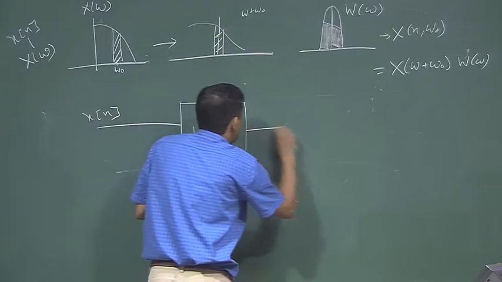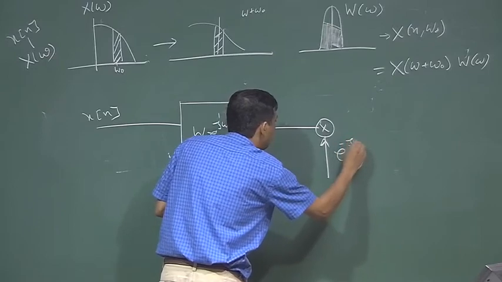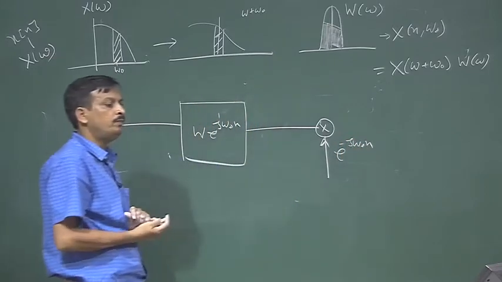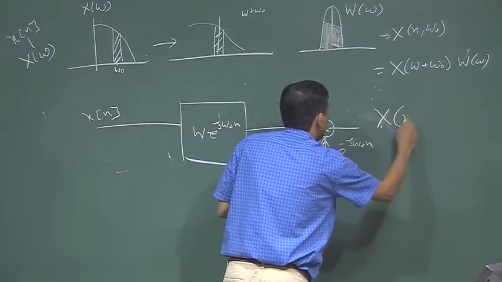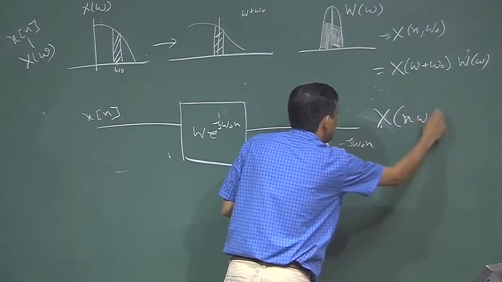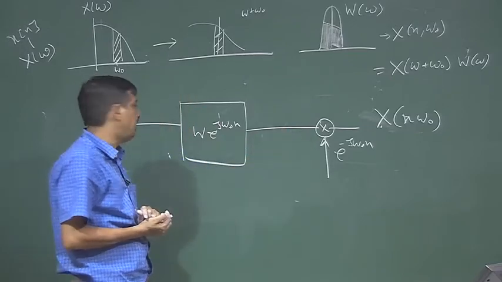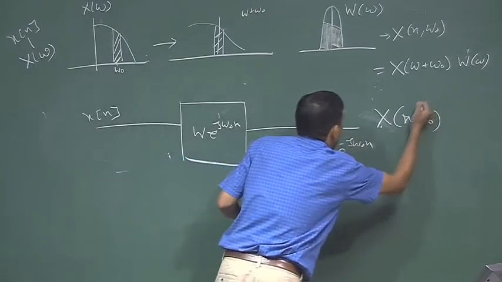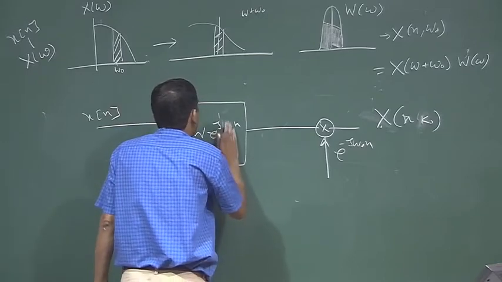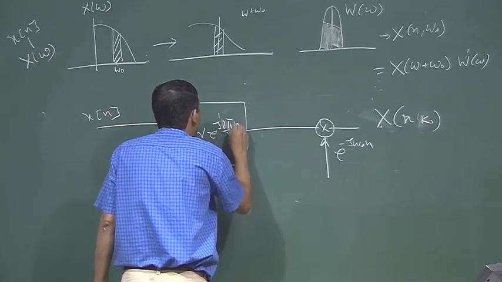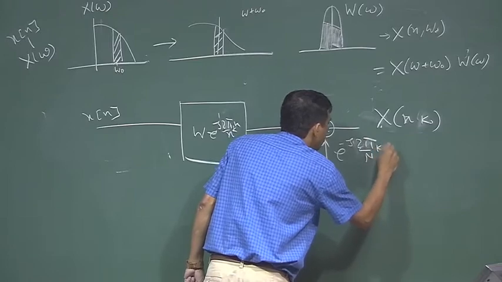Then demodulate, shifting the frequency with e to the power minus j omega 0 n. That is also possible. Then also I get X n omega 0. Now, if I generalize this equation, instead of omega 0, I can write k. Once I write k, omega 0 becomes 2 pi by N times k, so omega 0 n becomes 2 pi by N k into n.